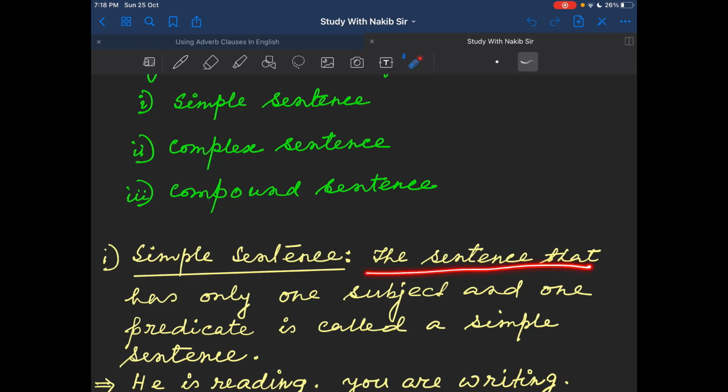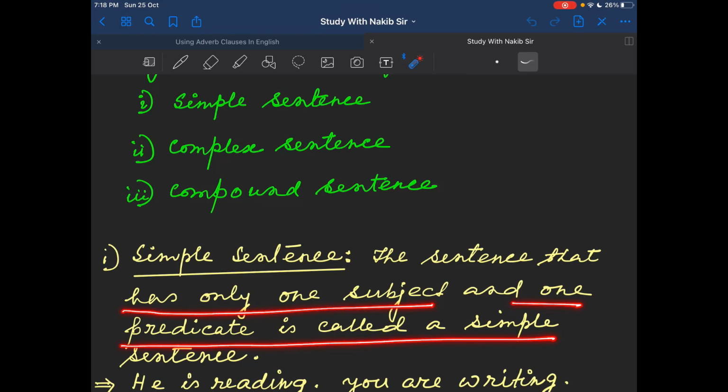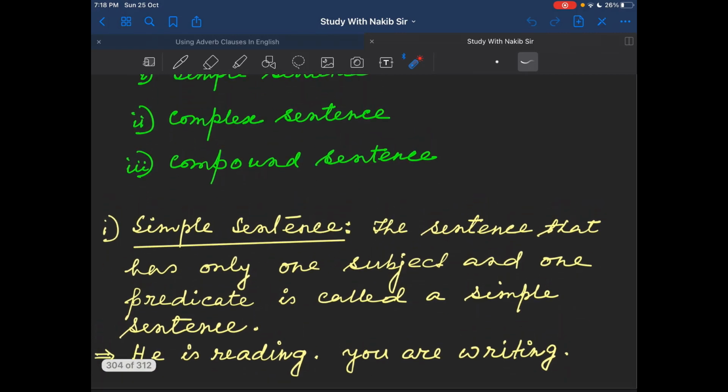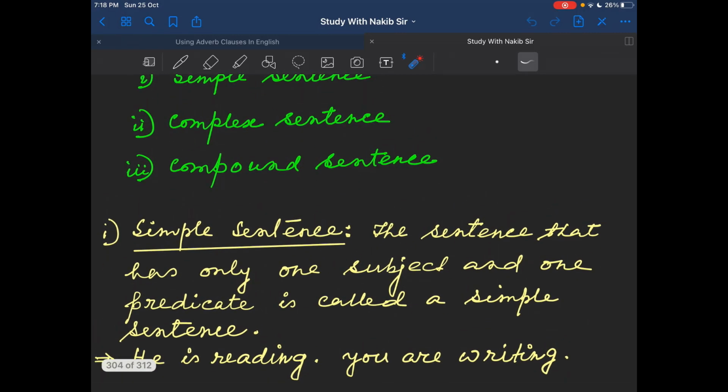The sentence that has only one subject and one predicate is called a simple sentence. See the example. He is reading and you are writing. He is reading. This one is the subject and this one is the predicate. And you are writing. This one is the subject and this one is the predicate.